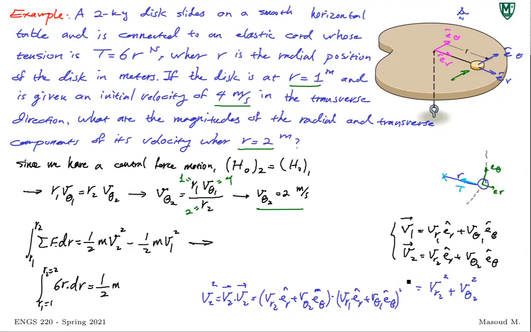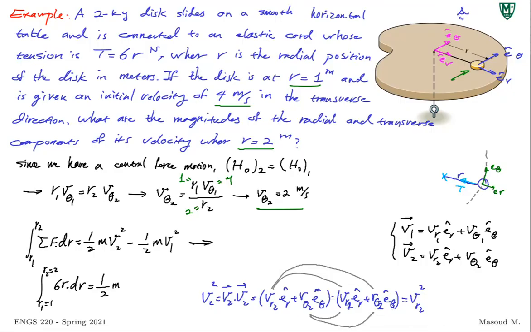Now do the dot product. This multiplied to this, multiplied to this, and this multiplied to this one. So from the first one, you'll get vr2 er times vr2 er, which becomes vr2 squared.